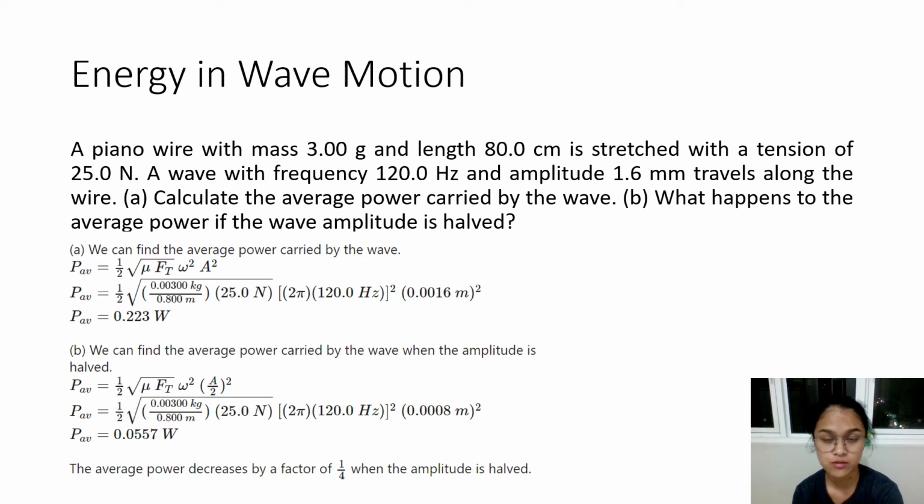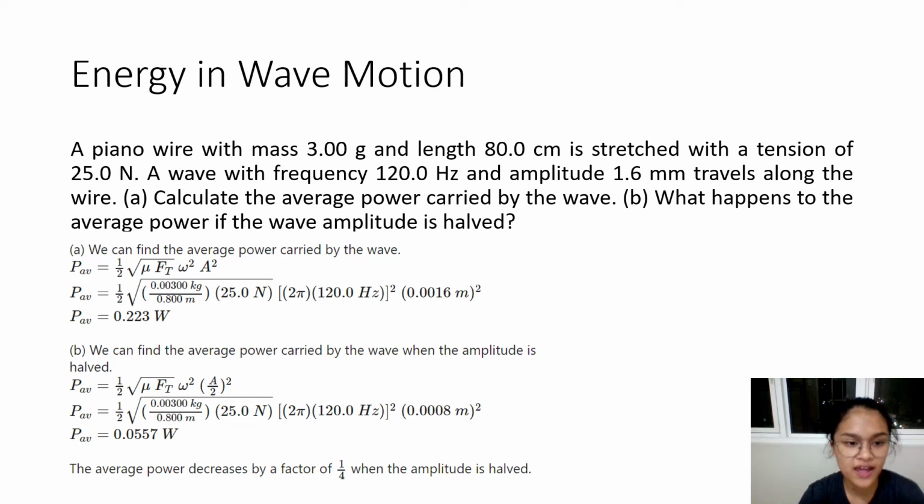So for this item, we'll be discussing energy in wave motion. A piano wire with a mass of 3 grams and length of 80 centimeters is stretched with a tension of 25 newtons. A wave of frequency 120 Hz and amplitude of 1.6 millimeters travels along the wire. So calculate the average power carried by the wave, and what happens to the average power if the wave amplitude is halved.